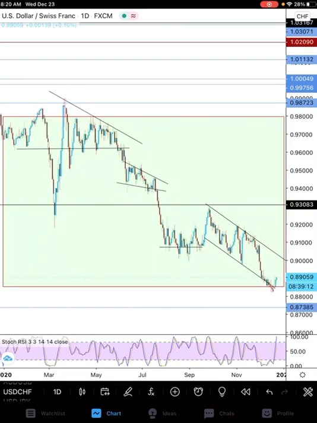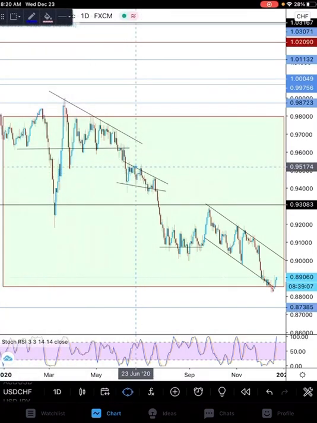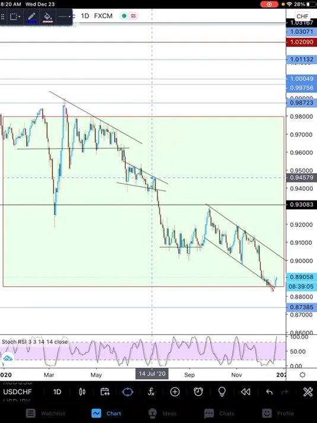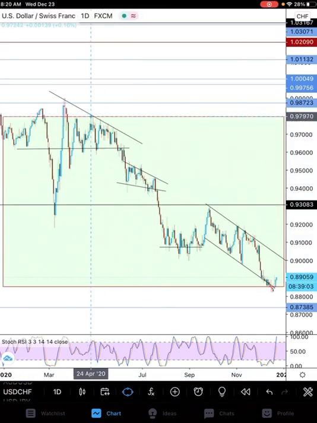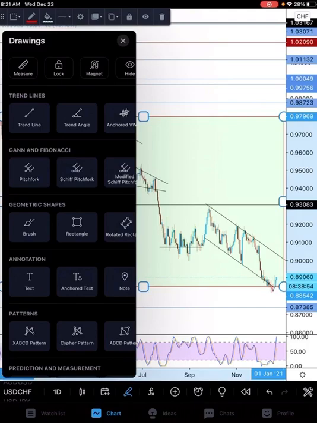Let's see here, all along this line, all along these lines here, got the slope going. This here, this over here.